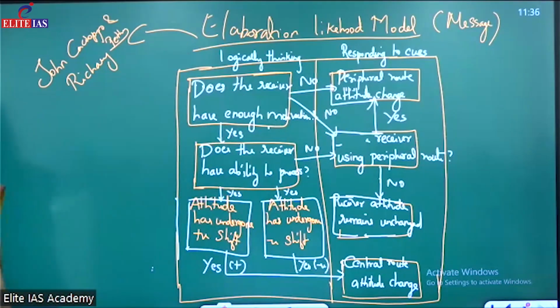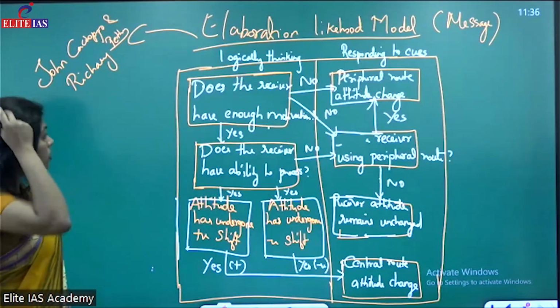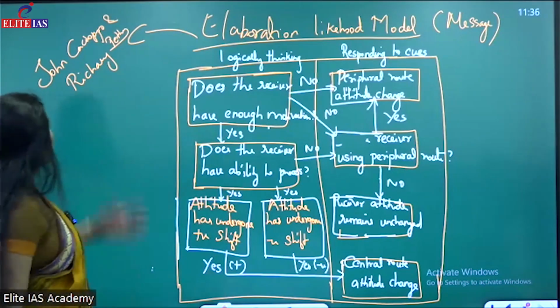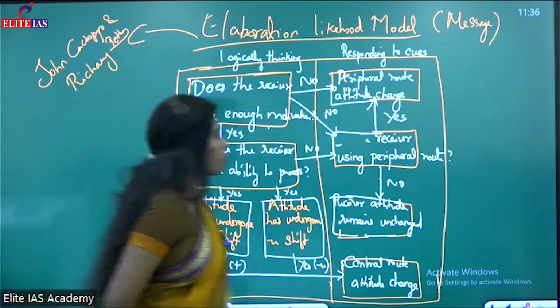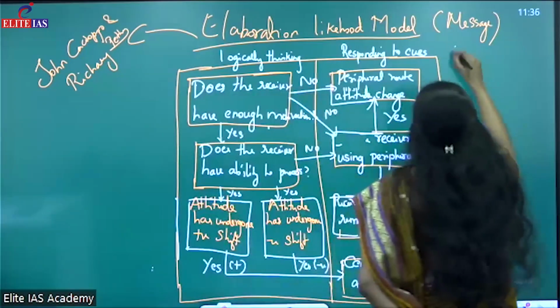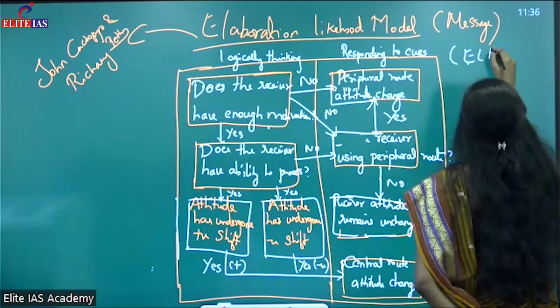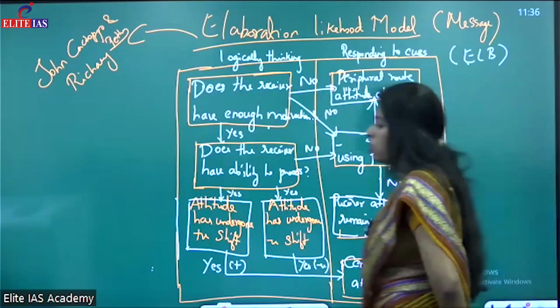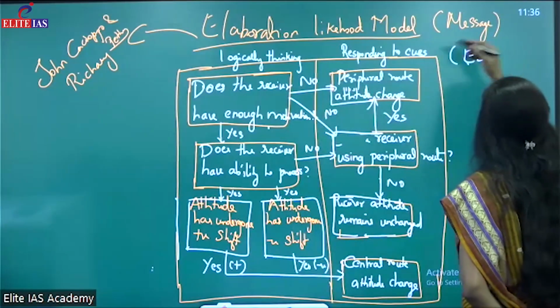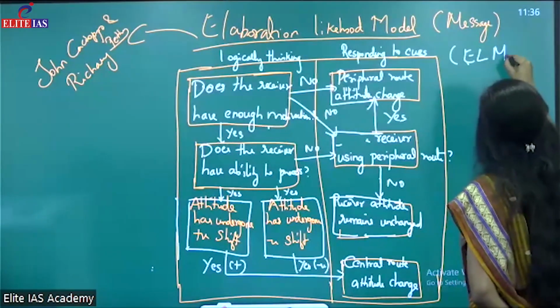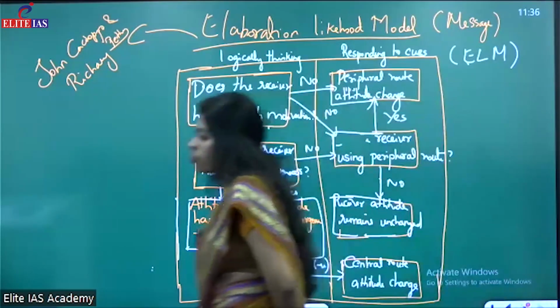Doing this, let me know, I'll explain. So this is the model which was given by John and Richard. It's called the Elaboration Likelihood Model, the ELM model. This is the most elaborate and most commonly accepted model for persuasion, especially the cognitive approach of persuasion.